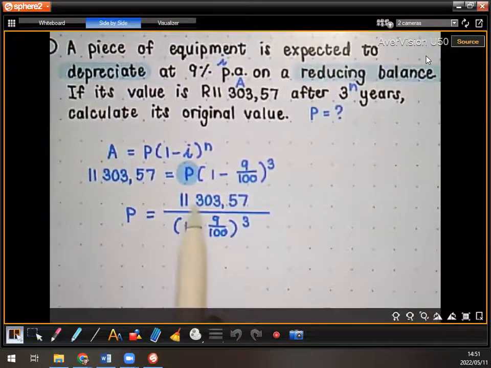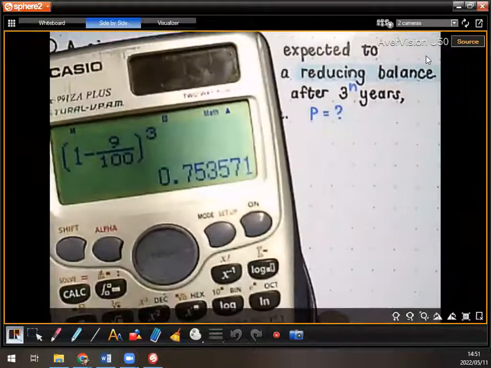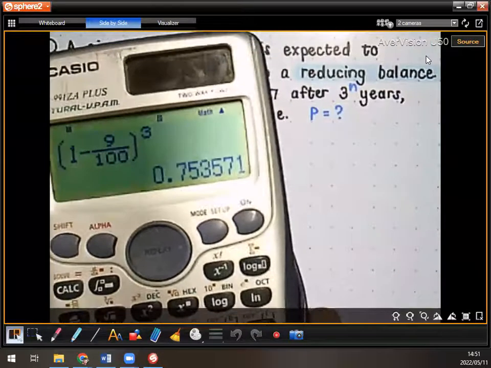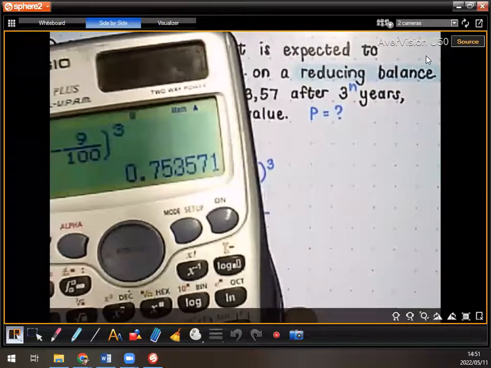Alright, if you want to, you can calculate what this bracket is in decimals. I'll just do that quickly. 1 minus 9% to the power of 3. So that is that in decimals. But guys, then you need to keep that answer in your calculator and use the answer button.